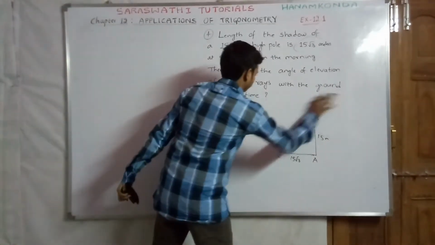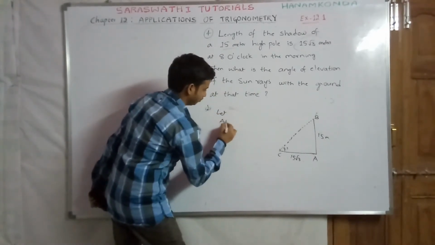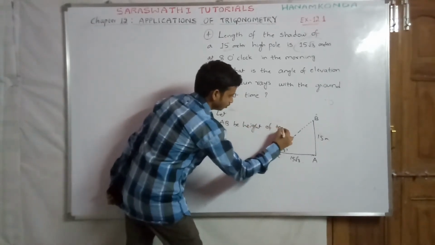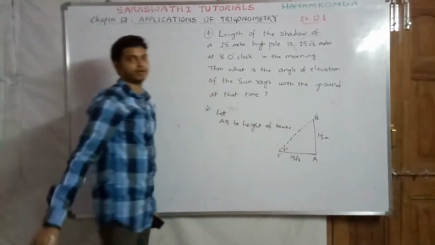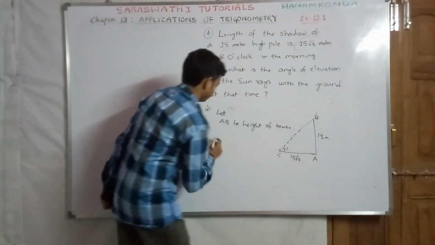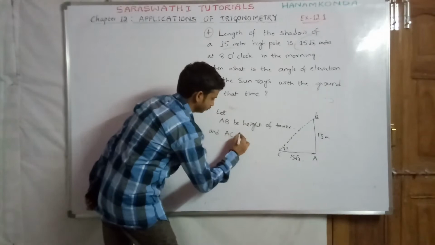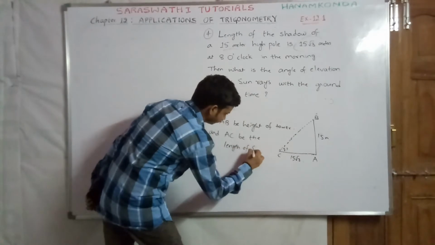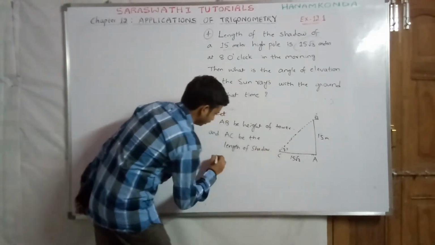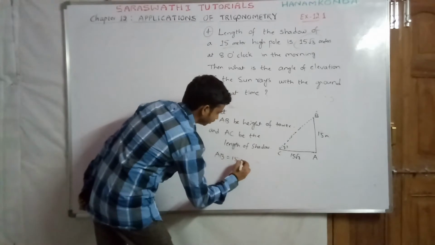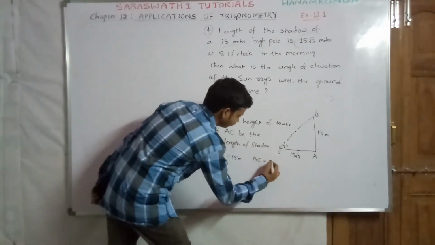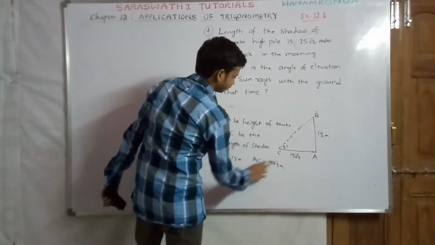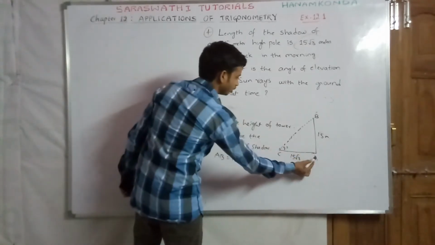Now let AB be the height of the tower and AC be the length of the shadow. It is given in the question that AB is 15 meters and AC is 15 root 3 meters. So the height of the pole is 15 meters and the length of the shadow is 15 root 3 meters. We have to find the value of ACB.